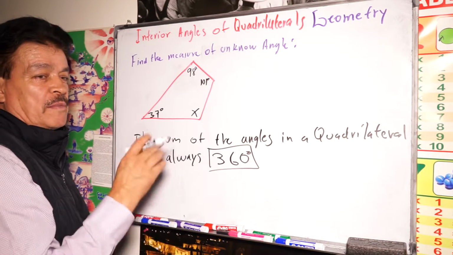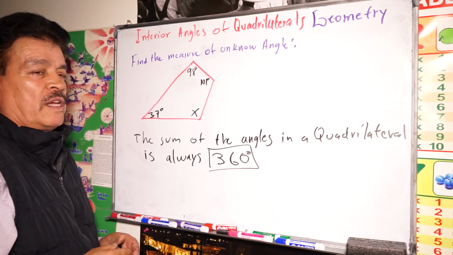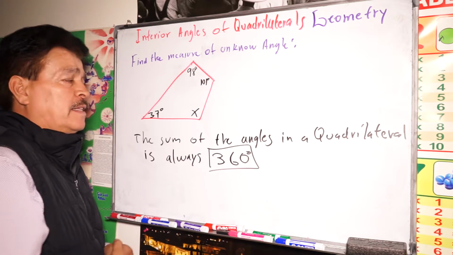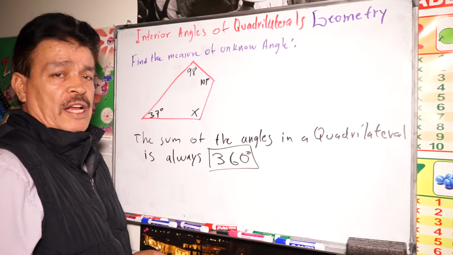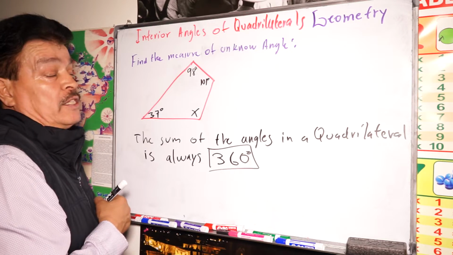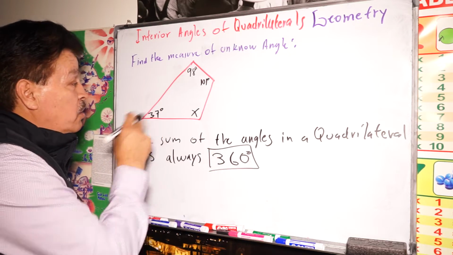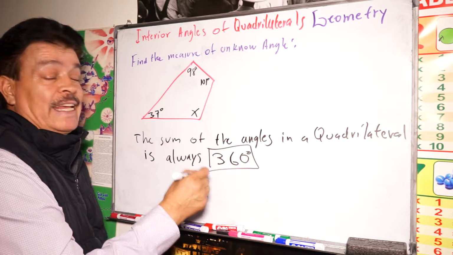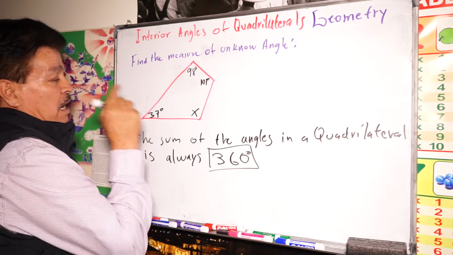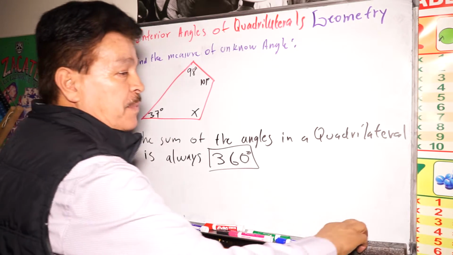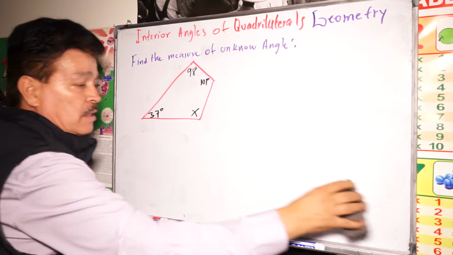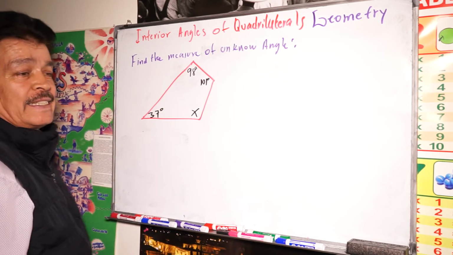Remember in our classes before, we were working with a triangle. The interior angles of a triangle equal 180. But now we are talking about quadrilaterals. All quadrilaterals' interior angles measure 360 degrees. Therefore, in our problem, how much is x? The sum of the four angles must be, as I told you, 360 degrees.